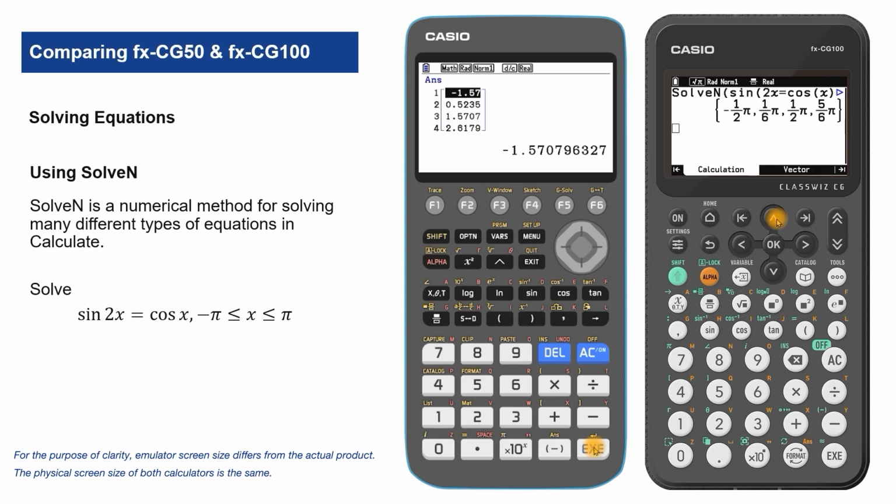The solutions are displayed as before, and decimal approximations of the exact values can be viewed by pressing Format, which is a more comprehensive version of standard to decimal, or highlighting and executing, or pressing OK to view the vertical list.